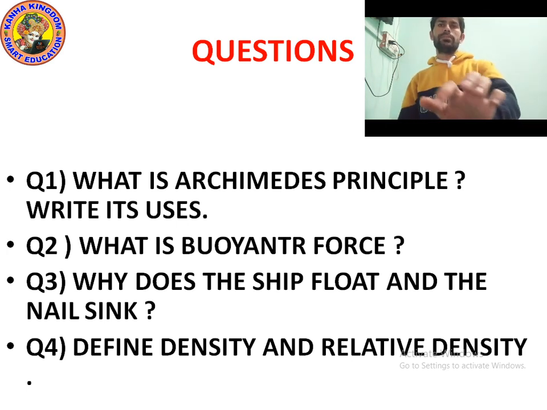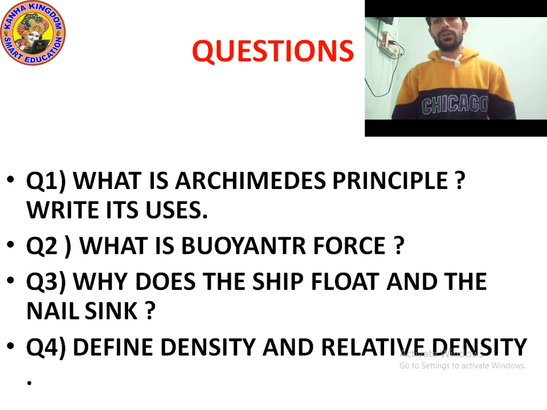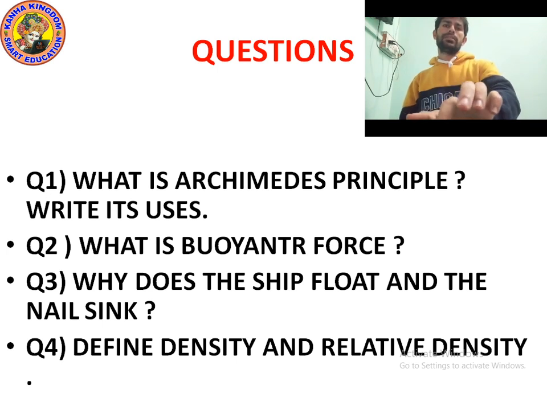Question number 4: define density and relative density. Let's talk about density. The density of a substance is mass per unit volume. So the formula is density equals mass divided by volume, and the unit of density is kilogram per meter cube. And the relative density of a substance is the ratio of density of substance and density of water. We know that density of water is 1000 kilogram per meter cube. There is no unit of relative density because it is the ratio of the same quantity. That's why there is no unit.